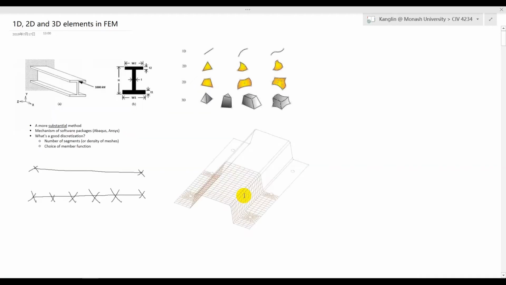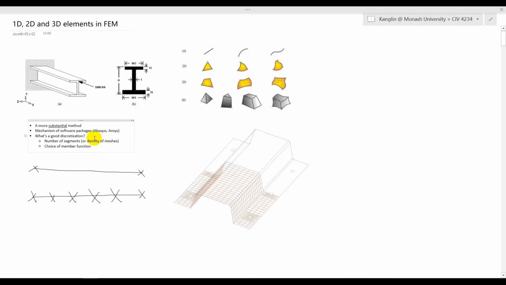Then you're going to be introduced to the finite element method, which is also termed FEM. In this method, the first step is to divide a structure into several elements, and then apply the displacement method to it to get a highly accurate result. It is a more substantial method because you usually have some cross-section parameters, and it's just more specific. It is the mechanism of software packages like Abaqus and ANSYS. We're going to talk about that later.